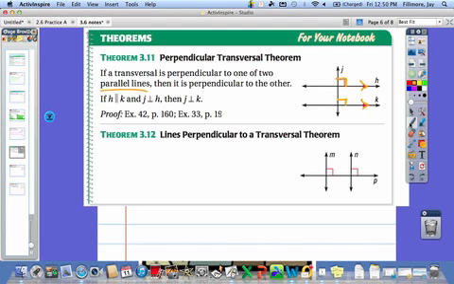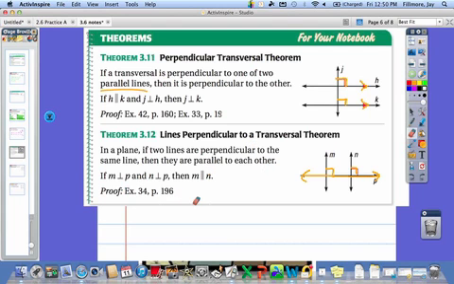The next one is kind of like the converse. If two lines are perpendicular to the same line, then they're parallel to each other. That's the next theorem, Theorem 3.12. Now, we can also tell that because if these corresponding angles are congruent, of course they're parallel. We just rephrase that when it's right angles to say if they're perpendicular to the same line, then they're going to be parallel to each other. That's Theorem 3.12, the lines perpendicular to a transversal theorem. If you're still writing these down, make sure you pause it, otherwise I'm going to move on to example 3.